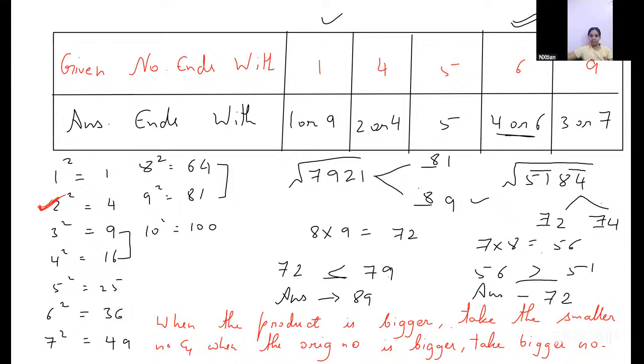Okay, easy it is, right? It's simple. The only thing you have to keep in mind is that when the product that you're calculating is bigger, then we take the smaller one out of the two numbers. If the product is less, then we take the bigger number. That directly becomes your answer. Okay, understood this sutra now.